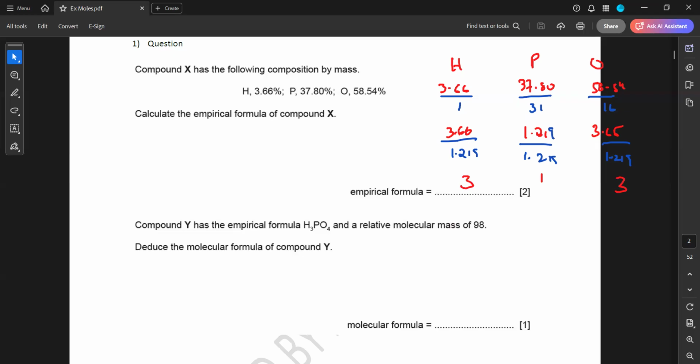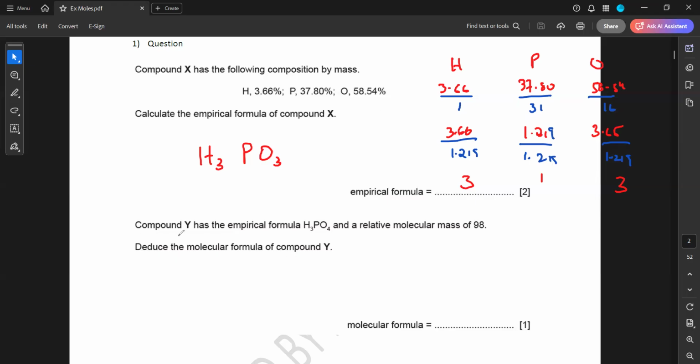So what is the empirical formula of the compound? It contains 3 hydrogen, 1 phosphorus, and 3 oxygen. That's the empirical formula of the compound. So step 1, divide by atomic mass. Step 2, divide by the smallest value in the combination. And step 3, we take the simplest ratio in whole numbers. Sometimes we have to multiply by a factor, and sometimes we just have to round off.